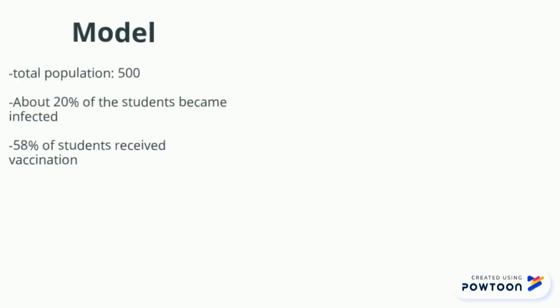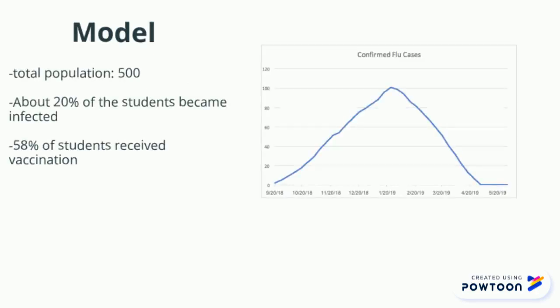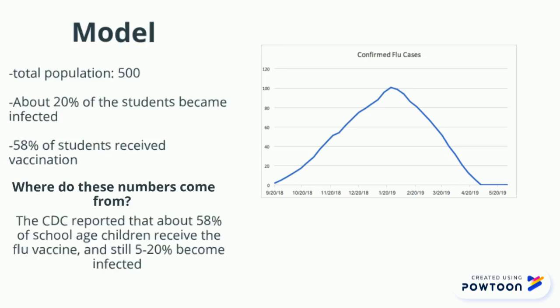We will be examining a model that I have created myself. I have taken a school of 500 students where 20% of them become sick. 58% of these students were previously vaccinated and therefore immediately part of the removed population and unable to become ill. But where do these numbers come from? Well, the CDC reports that 58% of school-age children receive the flu vaccine and still 5 to 20% become infected. I have assumed the highest possible percentage of infected students.